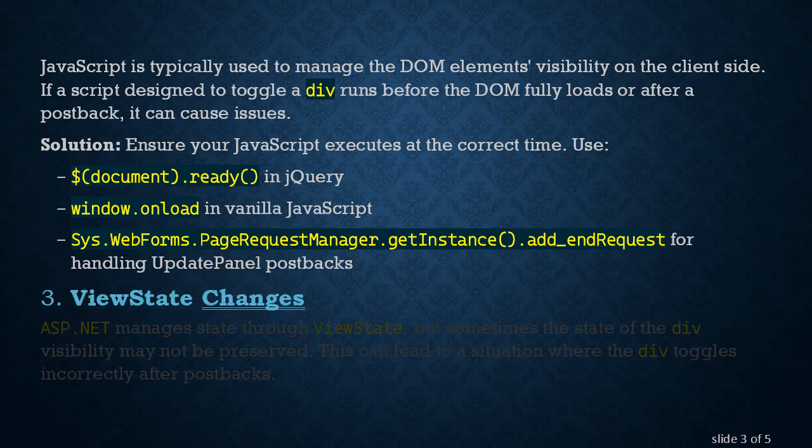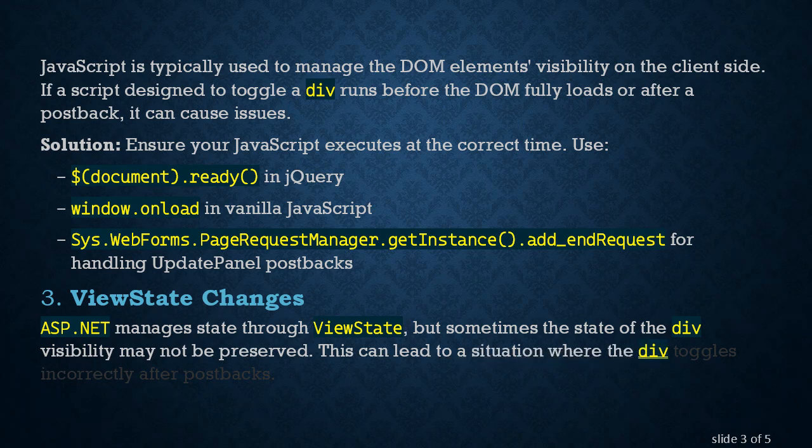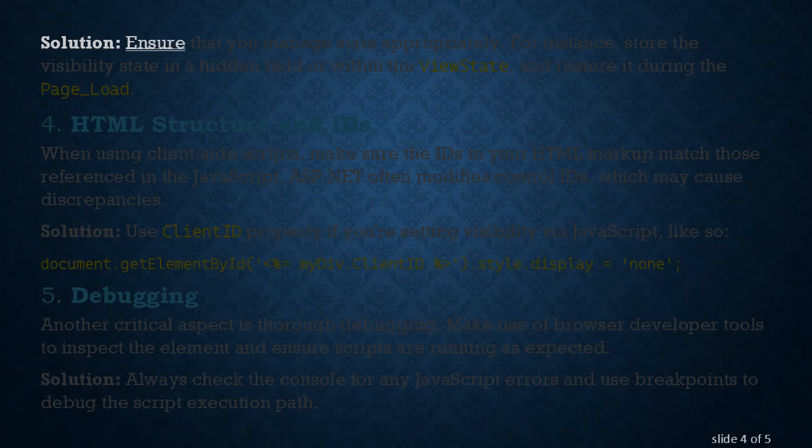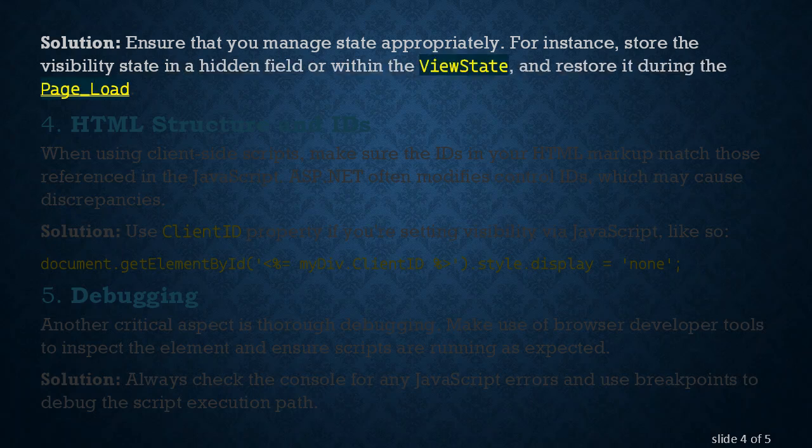3. View state changes. ASP.NET manages state through view state, but sometimes the state of the div visibility may not be preserved. This can lead to a situation where the div toggles incorrectly after postbacks. Solution: ensure that you manage state appropriately. For instance, store the visibility state in a hidden field or within the view state, and restore it during the page_load.